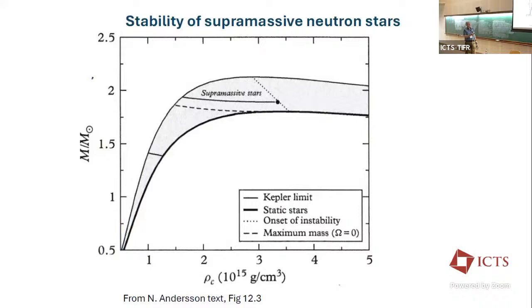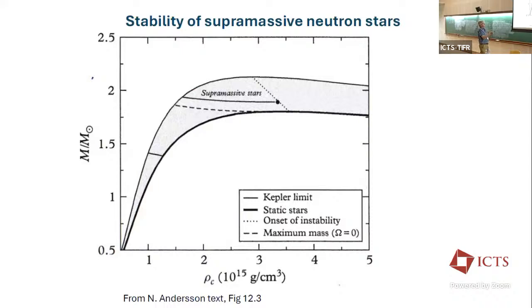This region above the black curve that's shown in gray corresponds to these supermassive stars, where if you spin them up fast enough, then you can have a mass that is nominally above the limit. But eventually, as these stars spin down, they will drift over and they'll end up hitting a point of instability, or a line of instability shown by this dotted curve.